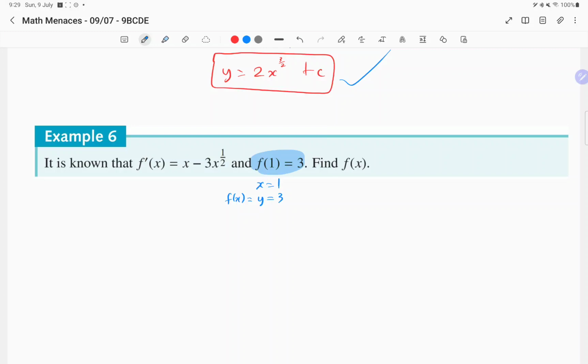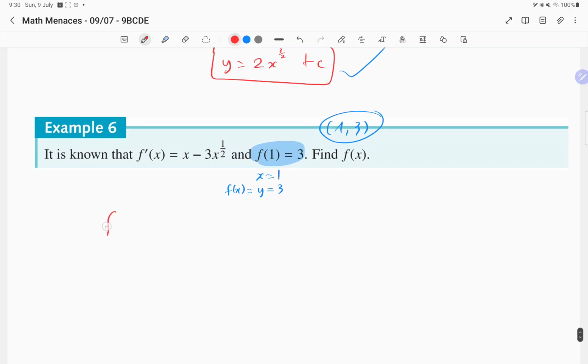Right? So sometimes they actually give you a point like, it passes through the point (1, 3). It means the exact same thing. Okay? Passes through the point (1, 3) and f(1) equals 3 or x equals 1, y equals 3, exact same thing. You guys have done many of that before. So same concept. Now I'll write the shorter path. So f(x) is equal to the antiderivative of x minus 3x to the power half dx.